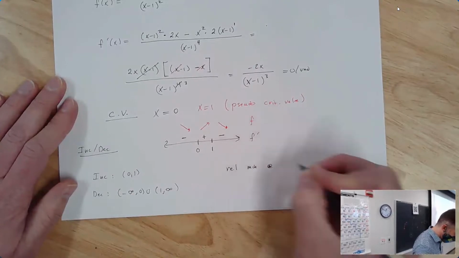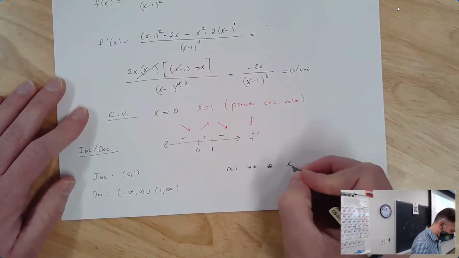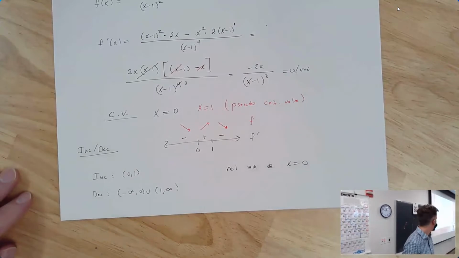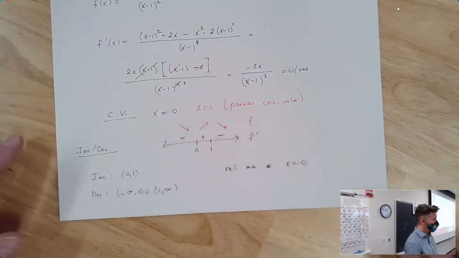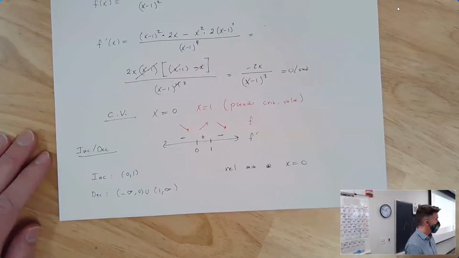Where is my relative minimum? Definitely at x equals 0. Right, because it's decreasing and then increasing, so it definitely bottoms out there. Do I have a relative maximum? No, I don't. So this is where you have to be extra careful, right?